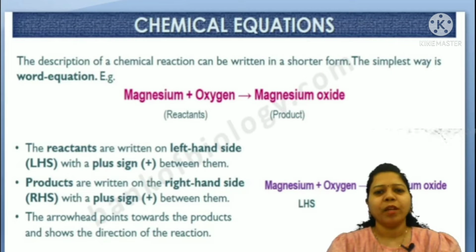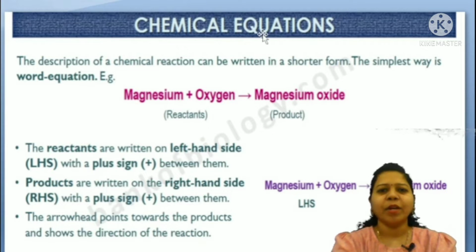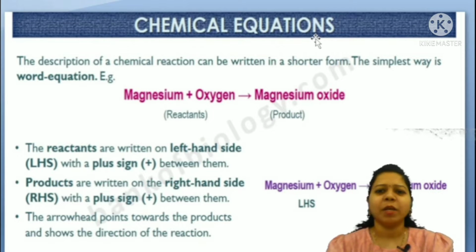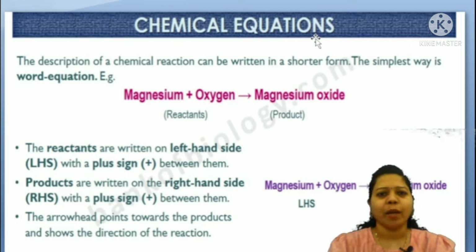In the last video, we learned about what is meant by chemical reactions and different types of chemical reactions. Now in this video, we are going to see what is meant by chemical equations, how to write them, and how to balance them. Chemical equations. What is meant by chemical equations? We know what is meant by chemical reactions, but how to represent and write them, we'll see in this part.